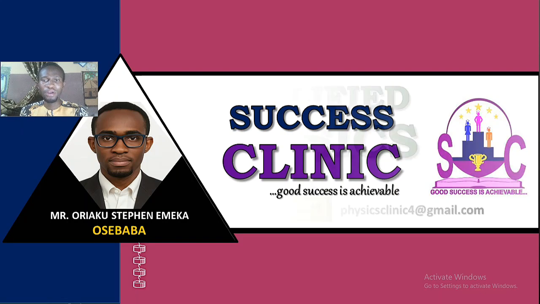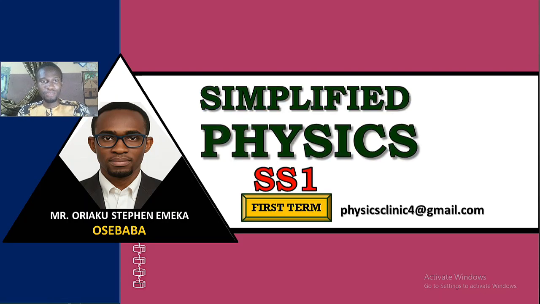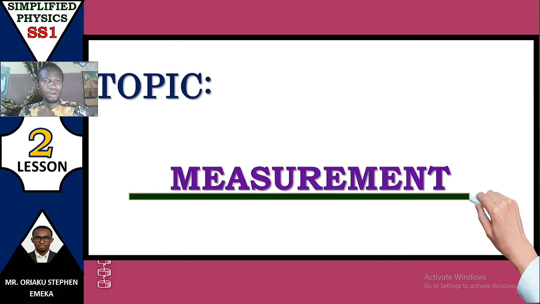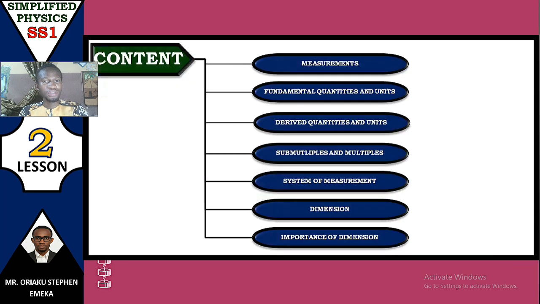Topic today, where good success is possible. Okay, so simplified physics for the SS1 syllabus is what we are doing first term. That is what we're still on. So this is the second lecture for SS1 students for first term, and the topic is measurement.